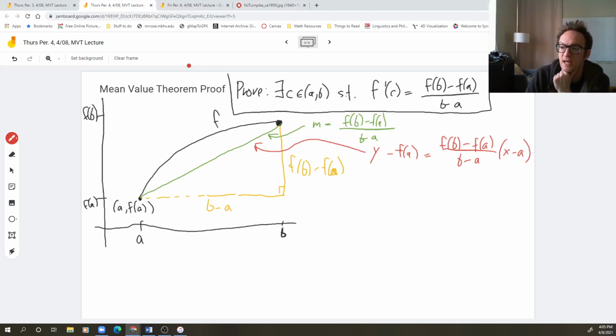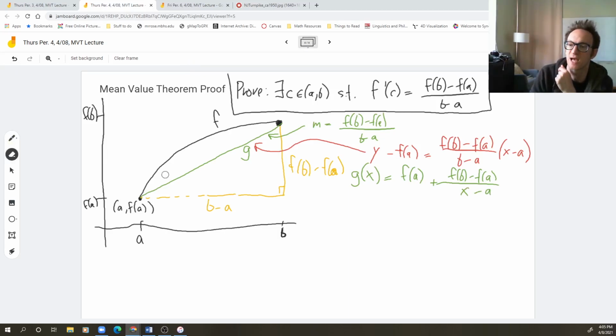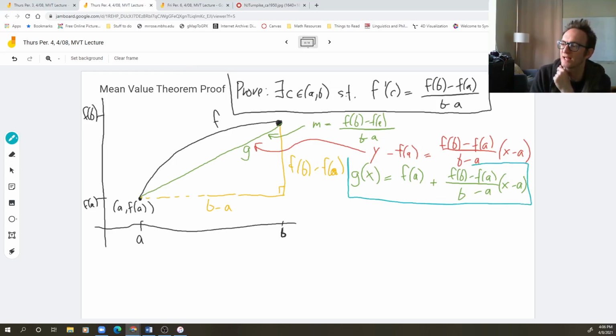And okay, finally, I am going to write this green thing as a function. So I'm going to call this green line now a function. It's the function g. And what is the formula for this function? Well, it's just a function which is f of a plus f of b minus f of a over b minus a, times x minus a. Okay, so b minus a times x minus a. And okay, let's put a little box around that or something. And there it is.